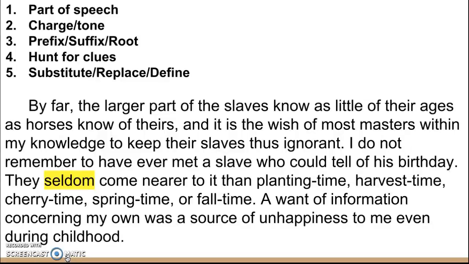Okay, putting around all of these different things I've been rooting through here, my parts of speech, my charges, my tones, my prefixes, I'm going to have to say that that's going to be something like rarely. Okay, that's going to be my replacement.